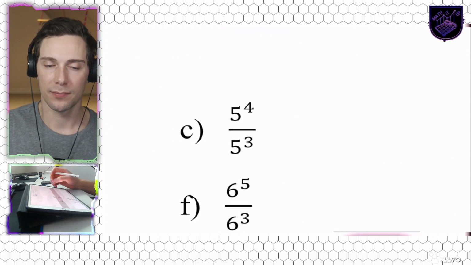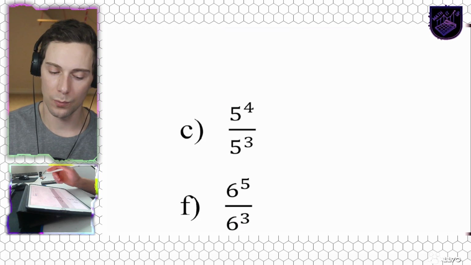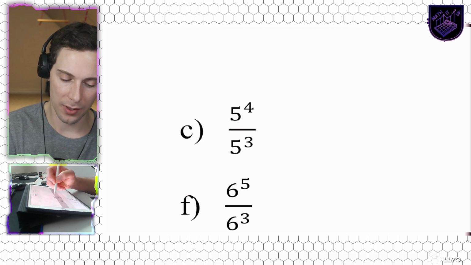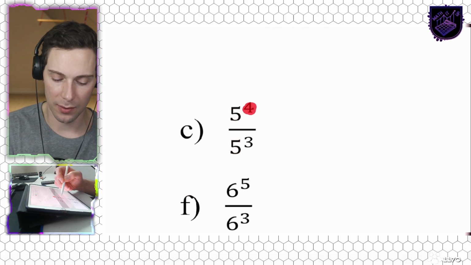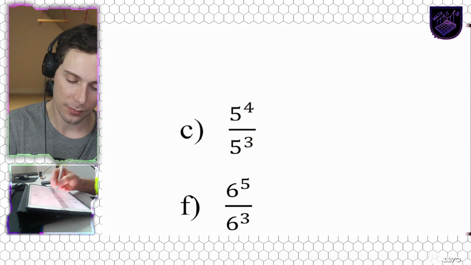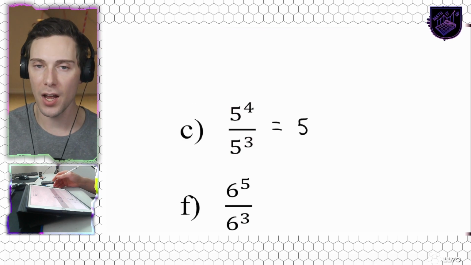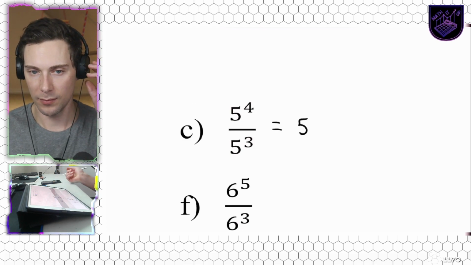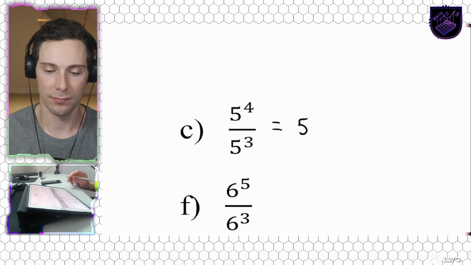C. 5 to the 4th divided by 5 to the 3rd. Looking at the exponents again, the bases are the same, so we can simply subtract the exponents. This is going to be equal to 5. We've simplified that expression. 5.